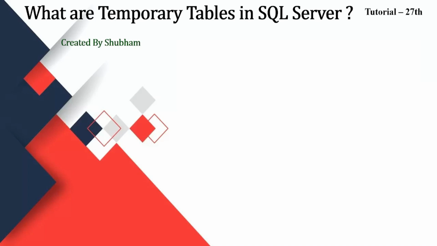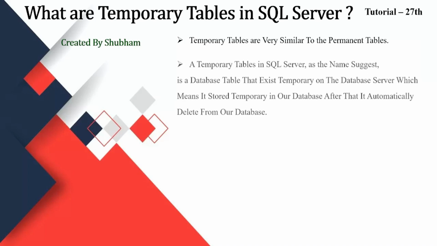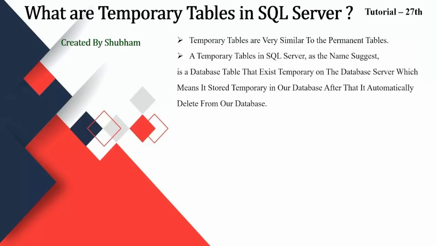So here is the first point. Temporary tables are very similar to permanent tables. A temporary table in SQL Server, as the name suggests, is a database table that exists temporarily on the database server, which basically means it's stored temporarily in our database. After that, this table is automatically deleted from our database. And now let's understand some more points.